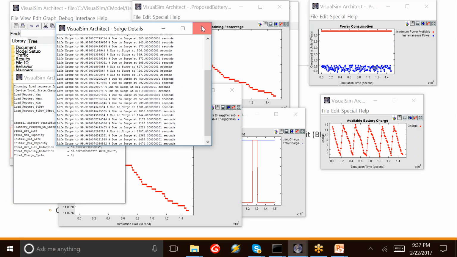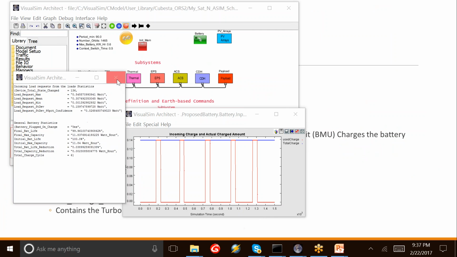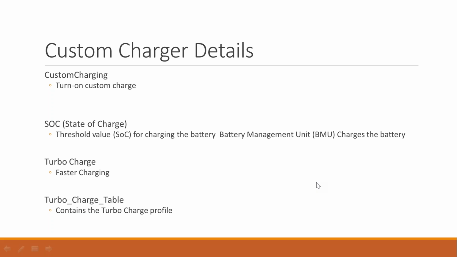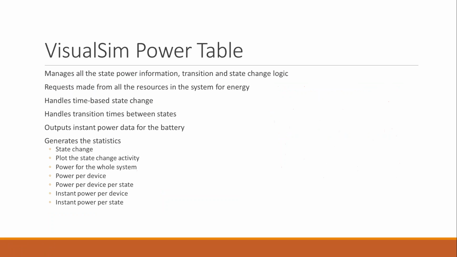Now, moving over from the battery charge and the battery consumption, the storage, we're going to move to the next aspect. Here are some of the reports I just showed you, so I'm going to skip these and move over to the most important central aspect of our system, which is the power table.